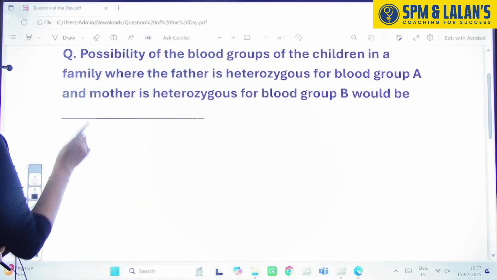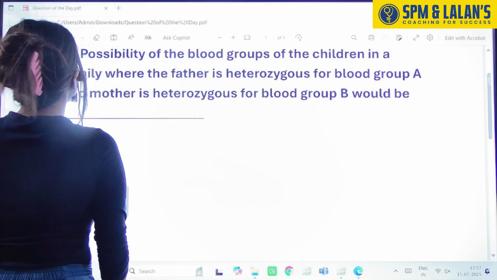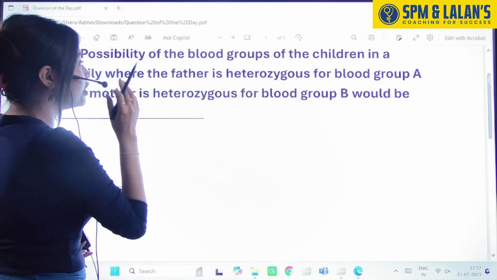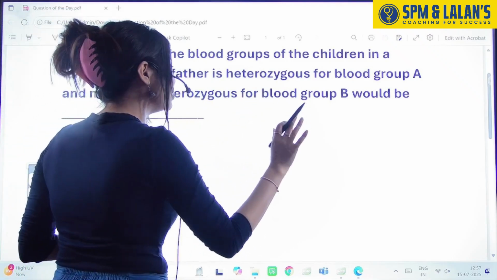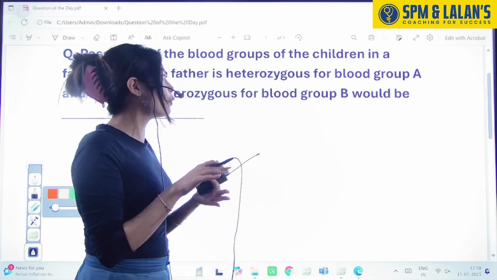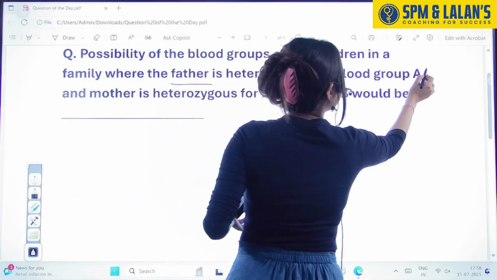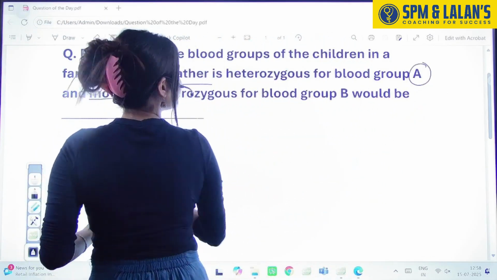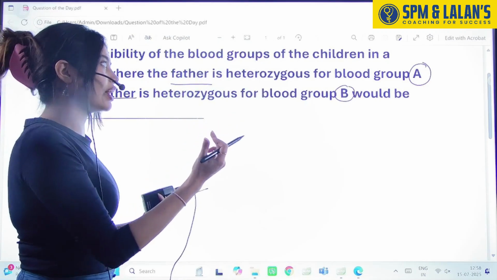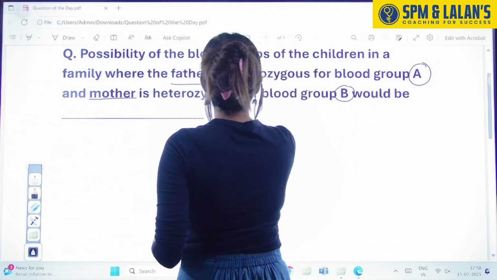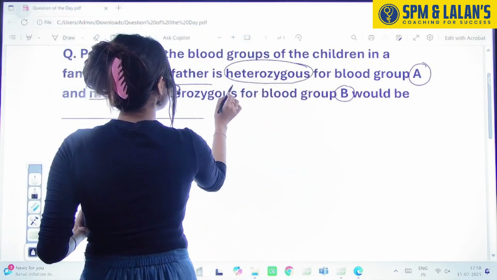The question is the possibility of the blood groups of the children in a family where the father is heterozygous for blood group A and the mother is heterozygous for blood group B. So the information given in the question is that the father's blood group is A, whereas the mother's blood group is B. But additional information is also given: blood group A is heterozygous, and blood group B is also heterozygous.